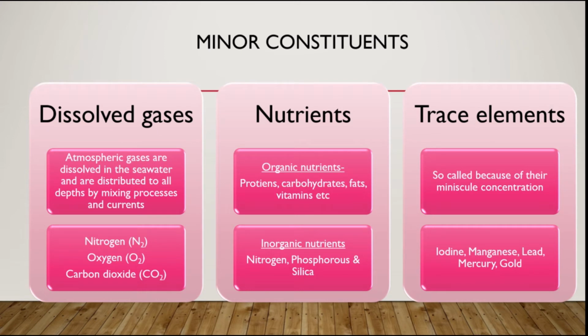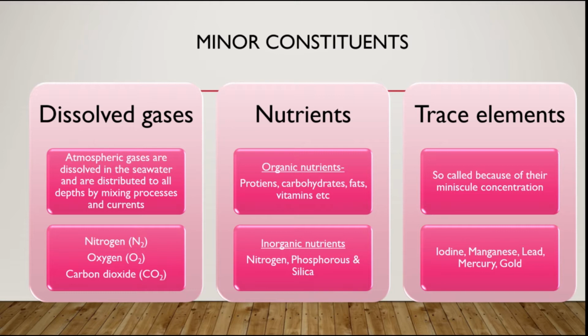Then the minor constituents. The minor constituents comprise the dissolved gases, nutrients, and trace elements. Although the minor constituents comprise only 0.3% of all dissolved materials, they are important because without dissolved gases, nutrients, and trace elements, life could not have developed and survived on this planet.